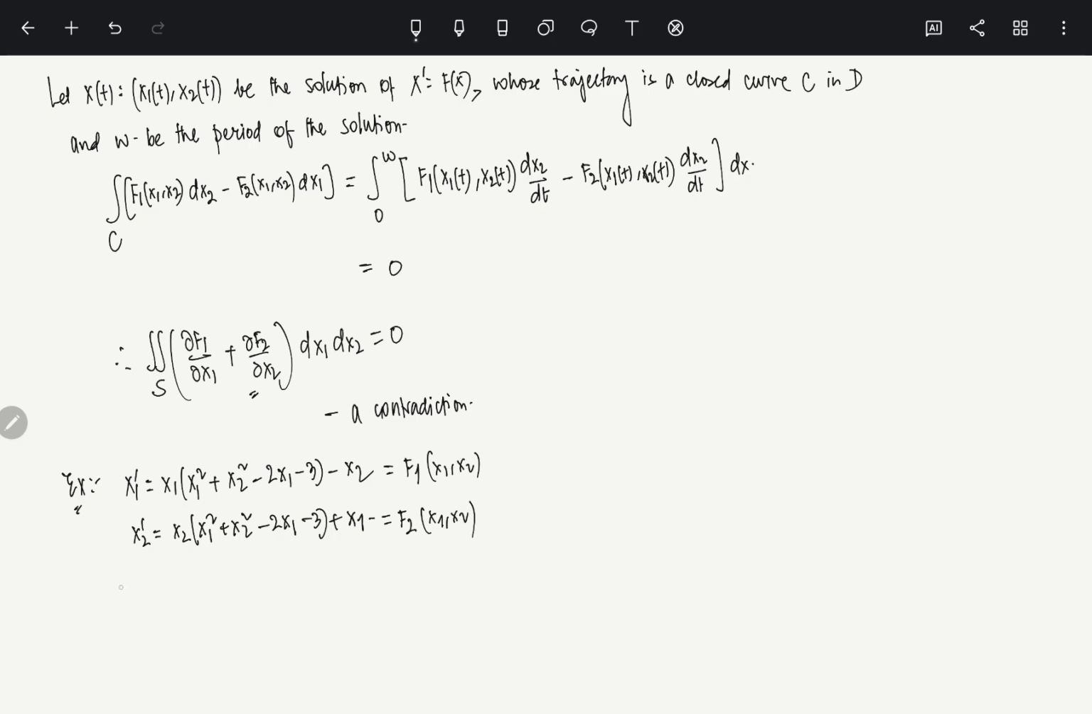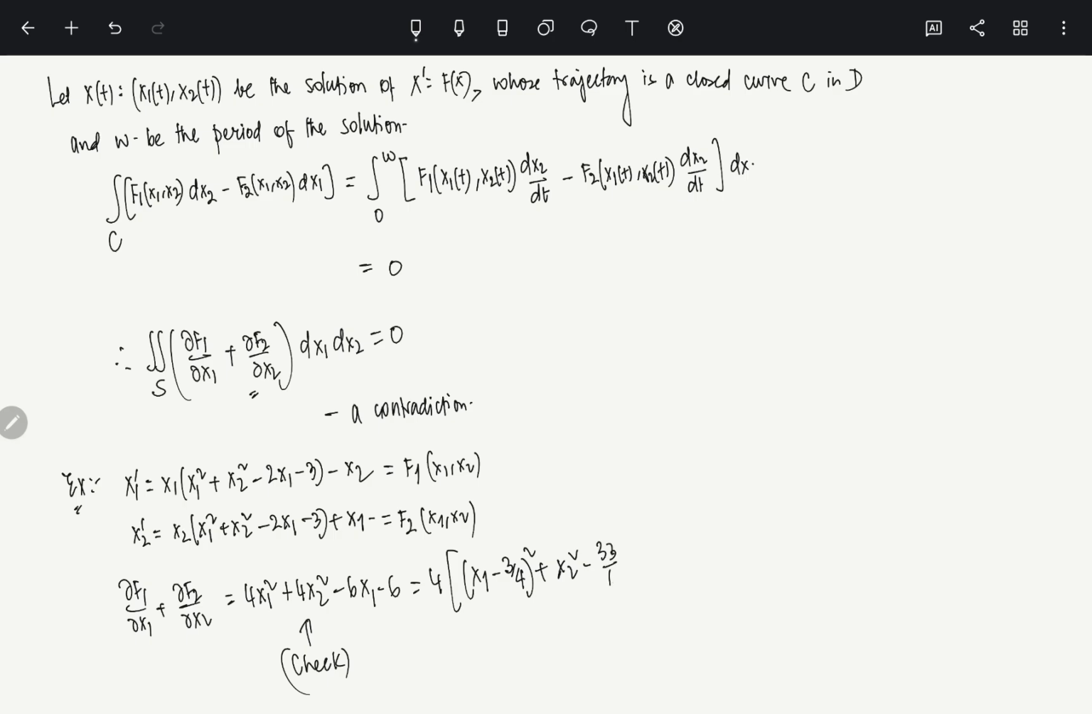Now you can check that del f1/del x1 plus del f2/del x2, in this case, is nothing but 4x1^2 + 4x2^2 - 6x1 - 6. Please check this part. Now this particular thing you can write like this: 4[(x1 - 3/4)^2 + x2^2 - 33/16].